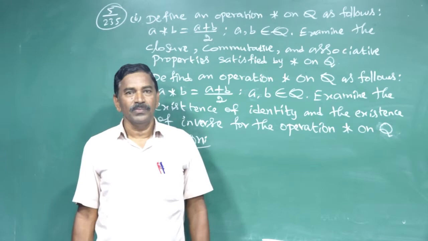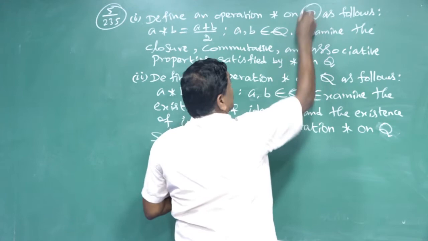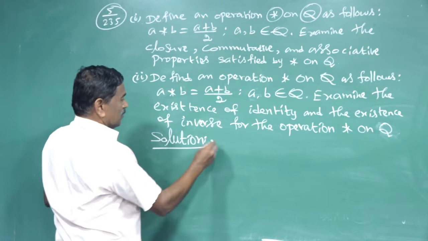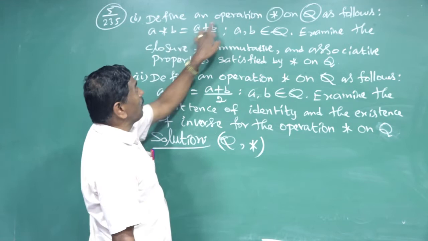Children, listen. Now, fifth question from first exercise. Define an operation star on Q as follows. Here, Q is a set, star is the operation. That is important. A star B is equal to A plus B by 2, such that A, B belong to Q.